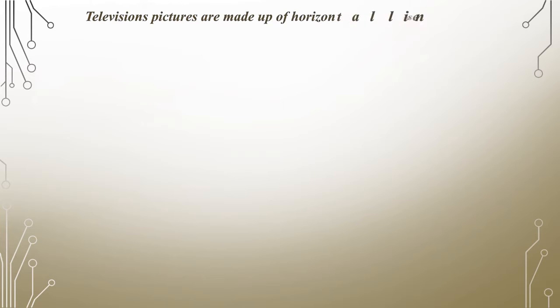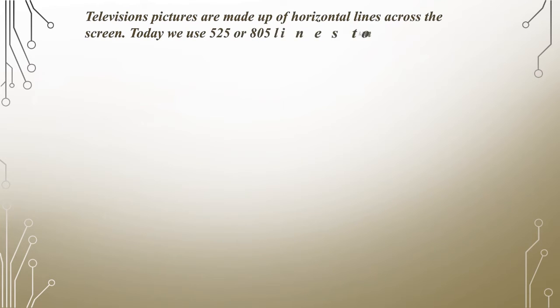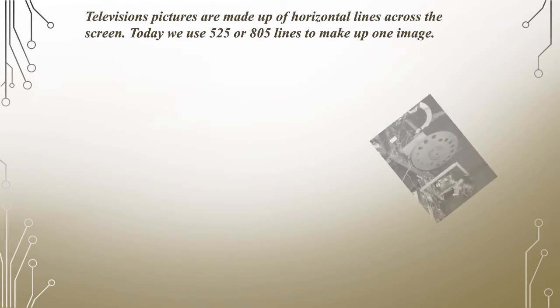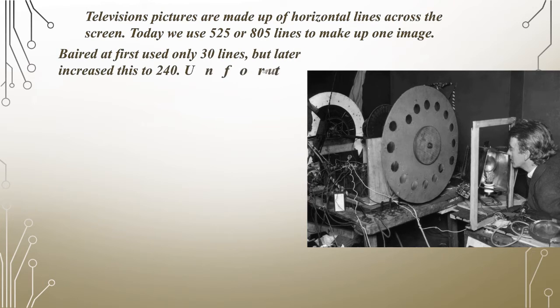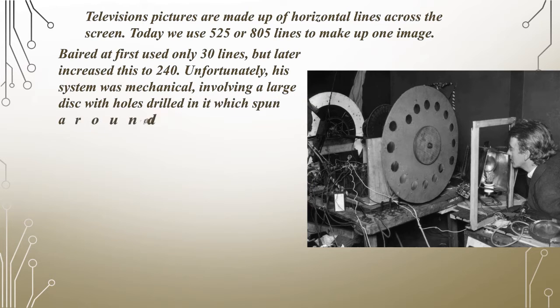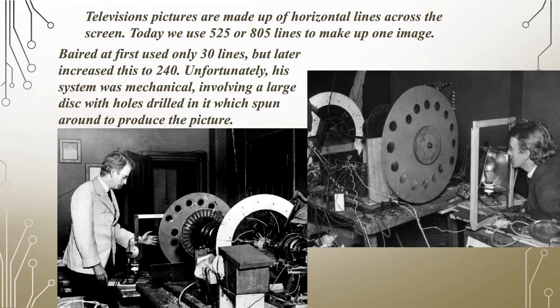Television pictures are made up of horizontal lines across the screen. Today we use 525 or 805 lines to make up one image. Baird at first used only 30 lines but later increased this to 240. Unfortunately, his system was mechanical, involving a large disc with holes drilled in it which spun around to produce a picture.